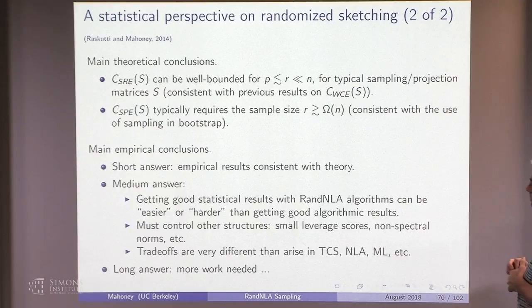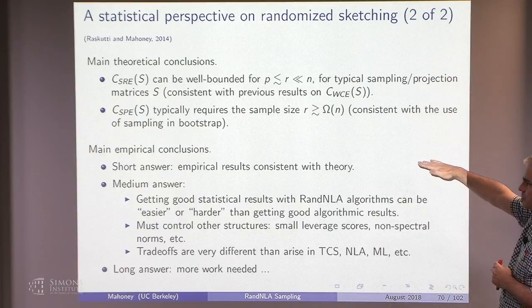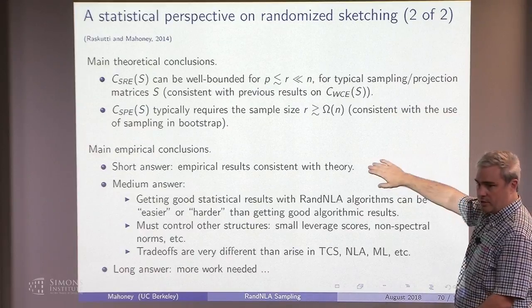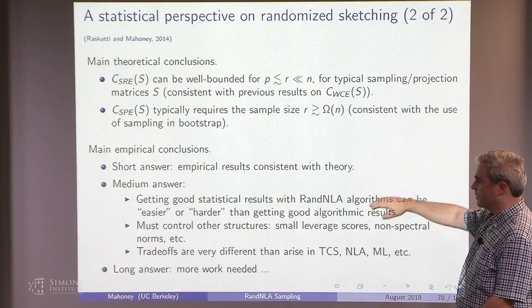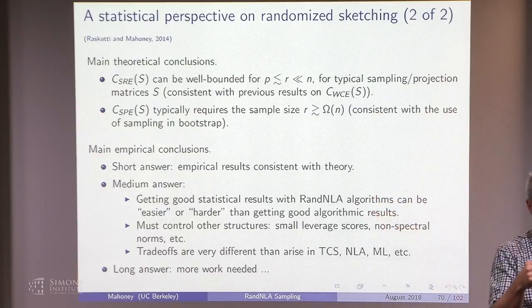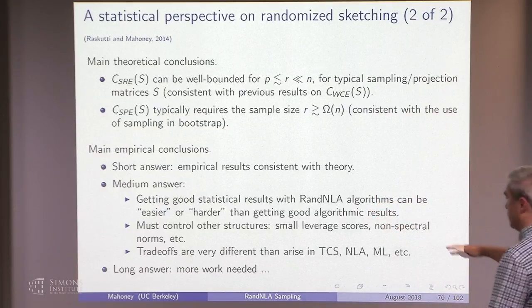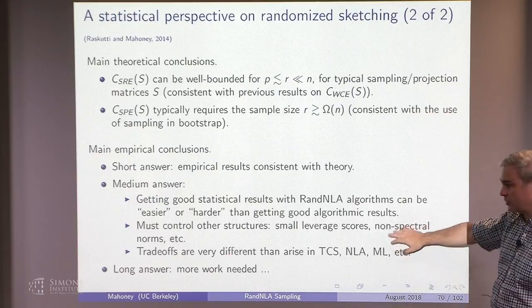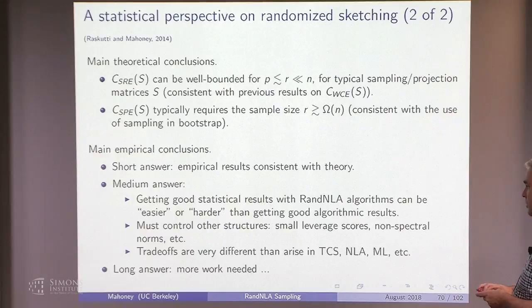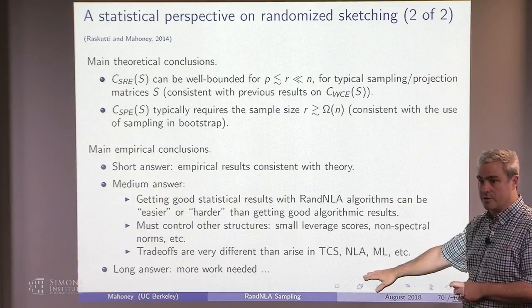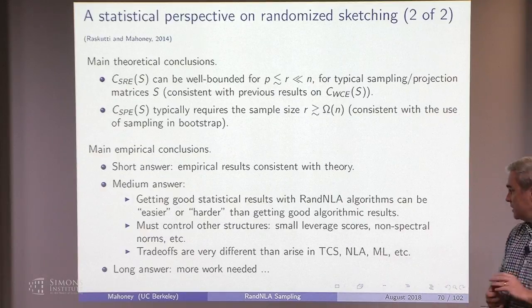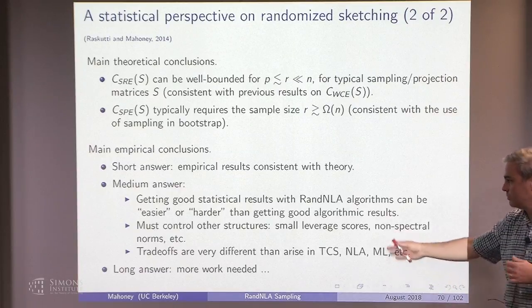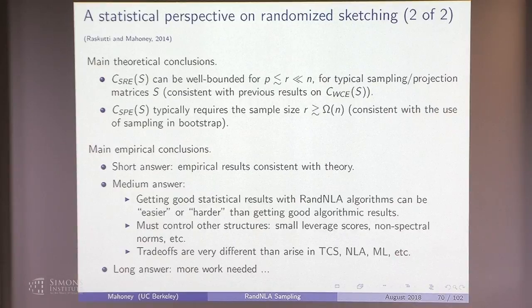And again, a bunch of empirical conclusions I'm going to gloss over, a little bit of the theory. Empirical results actually very consistent with the theory. Getting good statistical results, if you're asking statistical or machine learning questions, can be easier or harder. I mean, it's incomparable. In some ways it's easy, you can cut corners, and other ways it's harder because you're asking sort of different and harder questions. And I think the trade-offs are just very different than you'd see if you're asking numerical questions or sort of worst case algorithmic questions. So a lot of sort of open questions there.